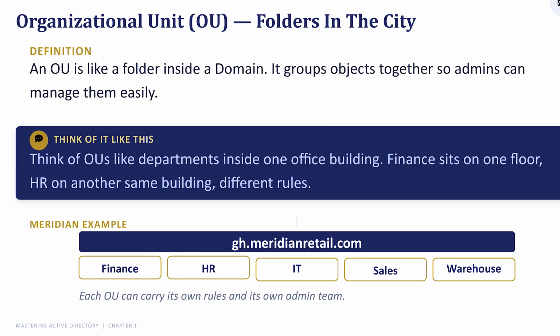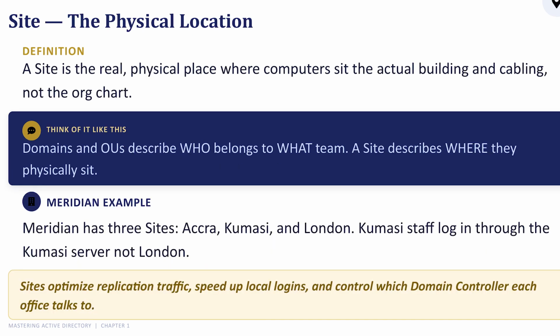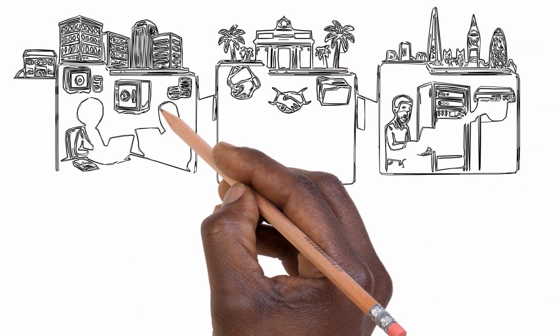So the objects in this case are the users, the computers, and other services and applications. Okay, those are the objects. Departments are just one common way to use OUs. Okay, that is organizational units. So now we're on the fifth building block, which is sites, the physical location.